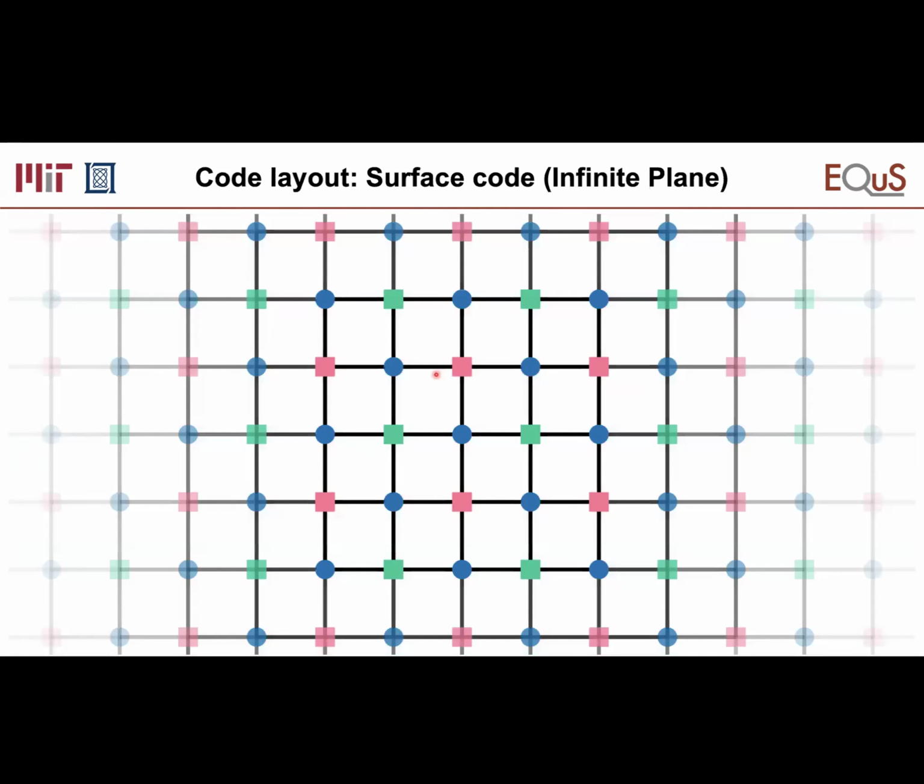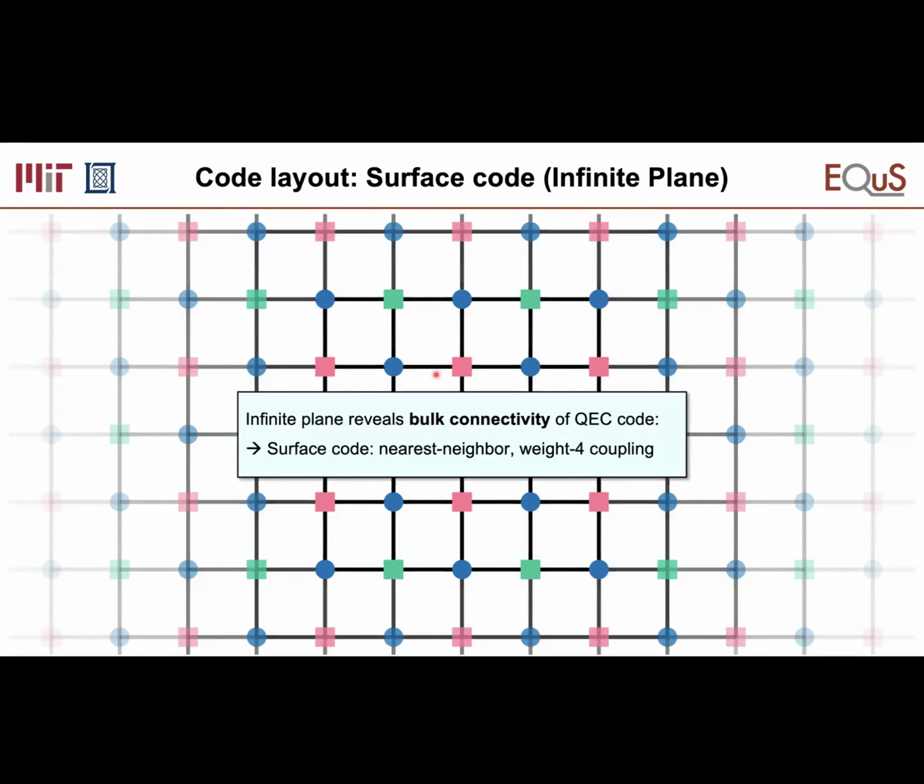And we also know how to translate this to a connectivity. It's weight-four, nearest neighbor. That's actually quite easy. This is the bulk connectivity of your code. The building blocks of the surface code are these weight-four checks. And to get the bulk behavior, we're looking at this infinite plane. But obviously, we can't build infinitely many qubits, so that's not what we're going to do. Instead, we'll try to make a finite-sized plane.